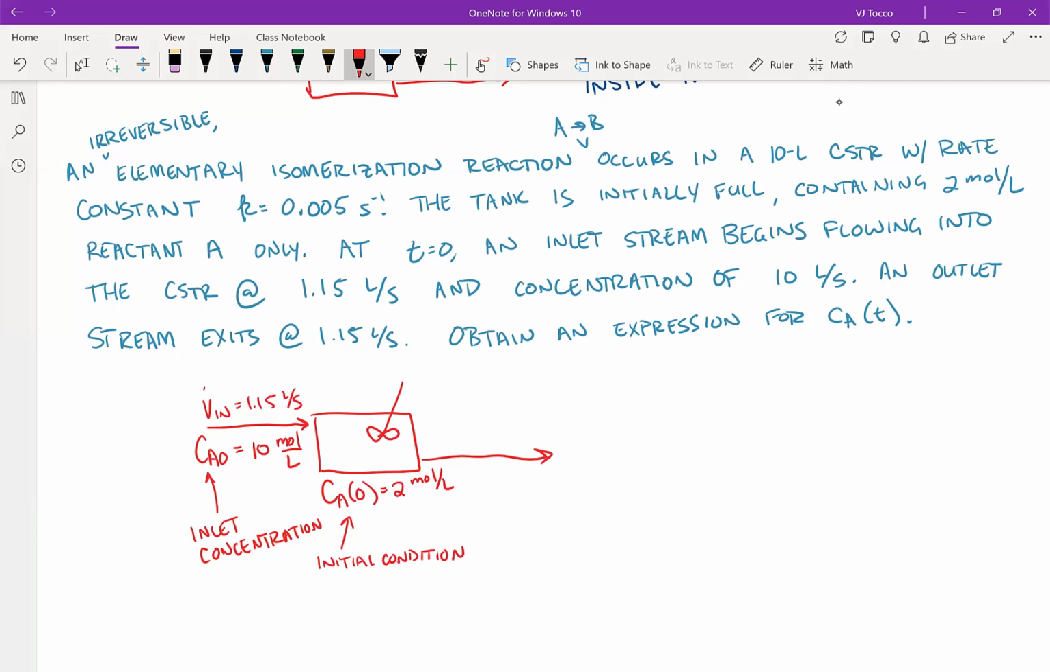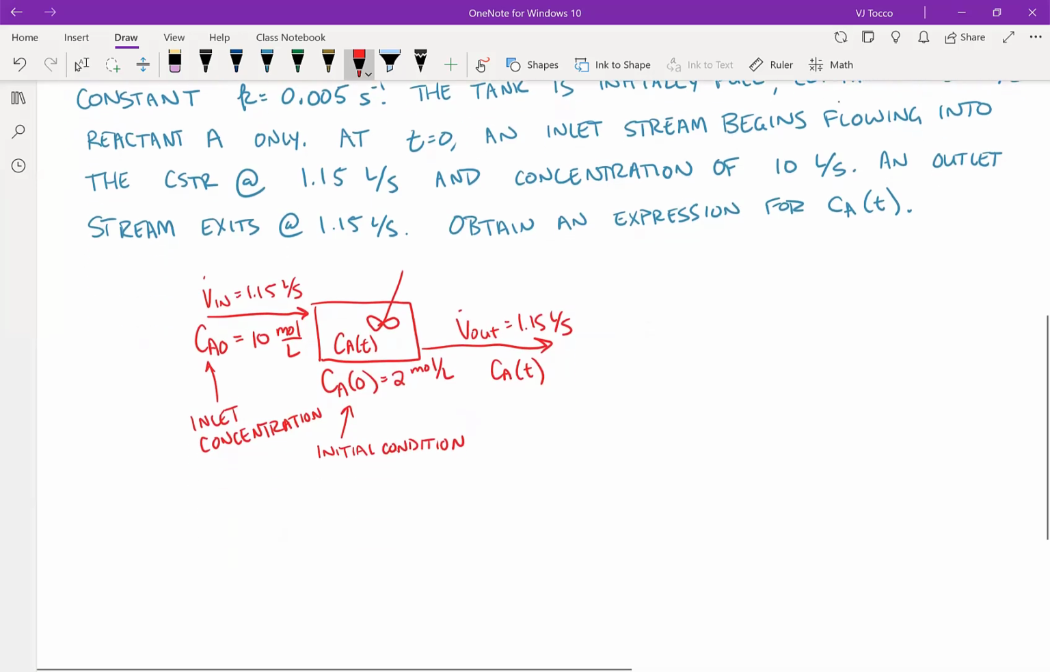And because I have a well-mixed assumption here, I'm going to have CA of t inside, which is going to be equal to CA of t, the concentration of the outlet. My volumetric flow rate out is going to be equal to 1.15 liters per second, same as my volumetric flow rate in. So I can do the same trick that I did before: the volumetric flow rate in is equal to my volumetric flow rate out, and therefore my V is constant. You can prove this with math if you like, or now that I've shown you, you can just look at it and say that V in is V out, which means my volume is going to be constant. That, I think, is good enough.